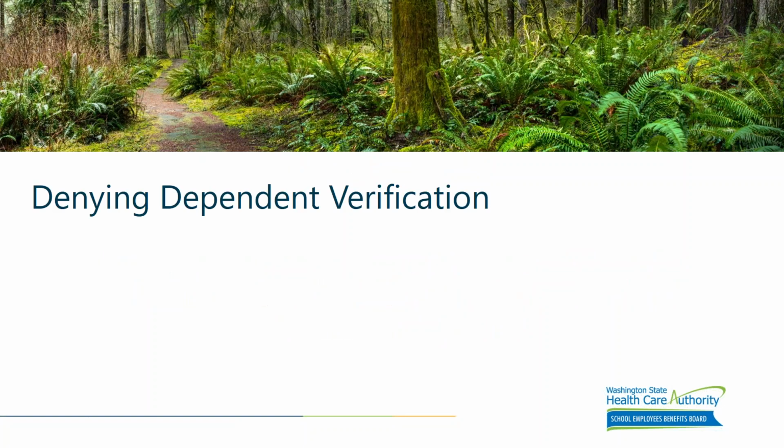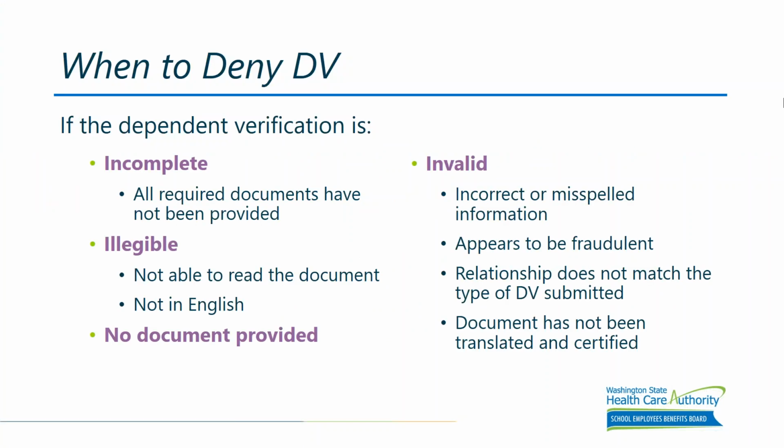All right, so when might you deny dependent verification? Let's take a look at that. So if the dependent verification is incomplete, so all of the required documents haven't been provided, say somebody submits a marriage certificate for their spouse, but they do not provide proof of common residence or proof of financial interdependence, that might be considered incomplete. They have to supply both of those documents if they supply that marriage certificate. If it's illegible, so you can't read the document, or they've not submitted it in English, as is required by that policy we stated earlier.